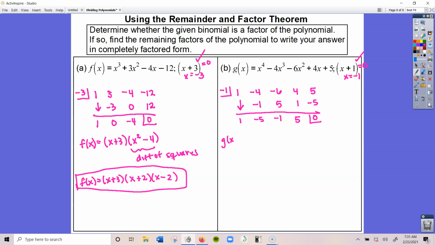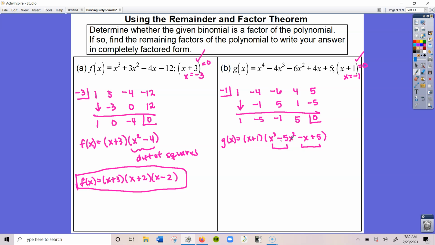So g of x so far, we have the factor that we tested, which is x plus 1. Since my highest exponent here was to the fourth, that means that this is going to start to the third. So we have x to the third minus 5x squared minus x plus 5. Now here we have 4 terms. And if you ever have 4 terms, you're going to factor this by grouping. So we group the first 2 together and the second 2 together.